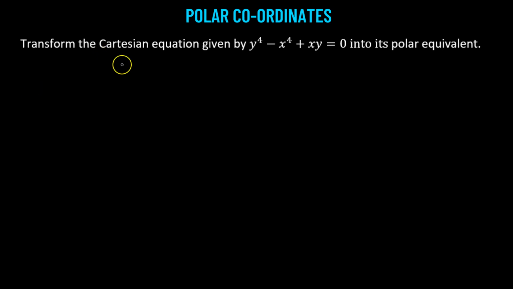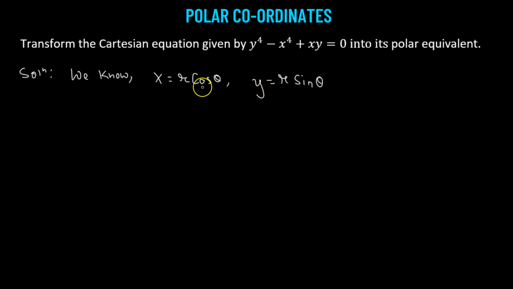In this problem, we need to transform the Cartesian equation given by y raised to the power of 4 minus x raised to the power of 4 plus xy equals 0 into its polar equivalent. So let us begin. First, we're going to use the fact that whenever we have the Cartesian coordinates x and y, x can be represented in polar form as r cosine theta, and y can be represented as r times sine theta. So using these two ideas, we have to convert the given Cartesian equation to its polar equivalent.